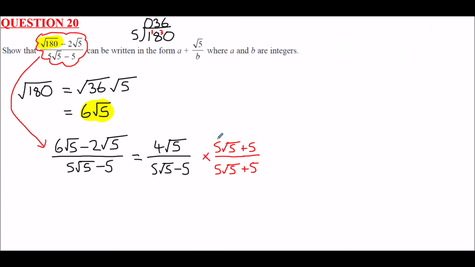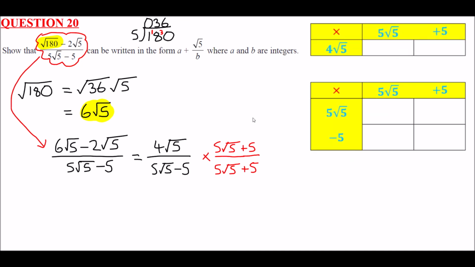So, expanding surds essentially. How to do that? I've got a couple of templates which might help you, like expanding brackets in algebra or expanding surds. I tend to prefer the box method personally. So at the top, 4 root 5 times 5 root 5 plus 5. We can do the top by looking at this grid. So 5 root 5 times 4 root 5. Do the normal numbers first: 5 times 4 is 20. The square root of 5 times the square root of 5 gives us just 5.